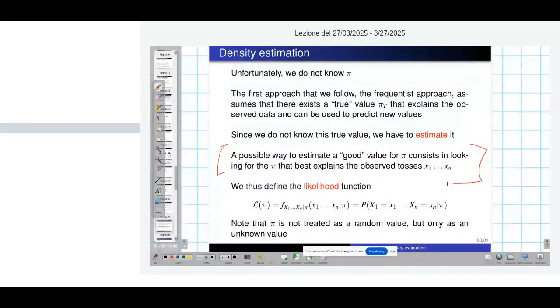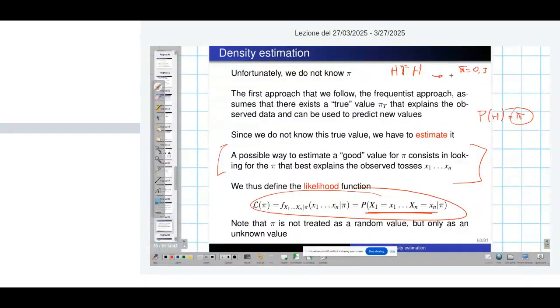If we select a value of pi, so if we say that the probability of a head is pi, then for a given value of pi, we can compute the probability of the tosses that we observed. So for example, let's imagine that we observed somebody tossing 3 times: head, tail, head. If we assume that pi is 0.5, this sequence has probability 1/2 to the power 3. If pi is 0.1, then we have 2 heads and 1 tail, so the probability of this sequence is 0.009.